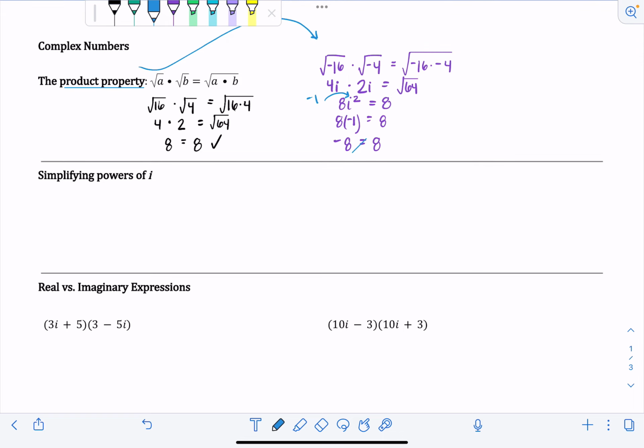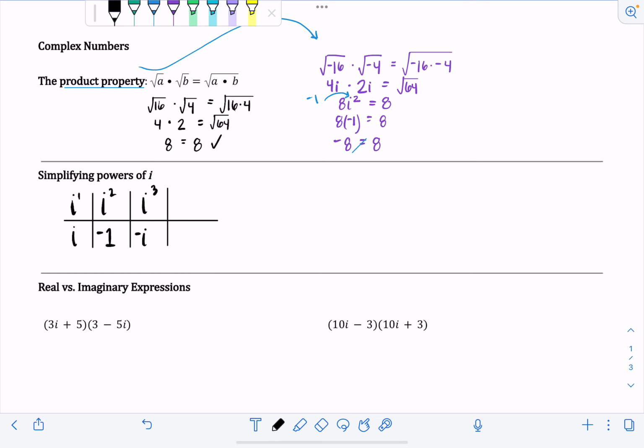The next section is simplifying powers of i. Before we get into the practice problems, I want to draw the table for us. i to the first power simplifies to i. i squared is negative 1. i to the third power is negative i. And i to the fourth power simplifies to a positive 1.